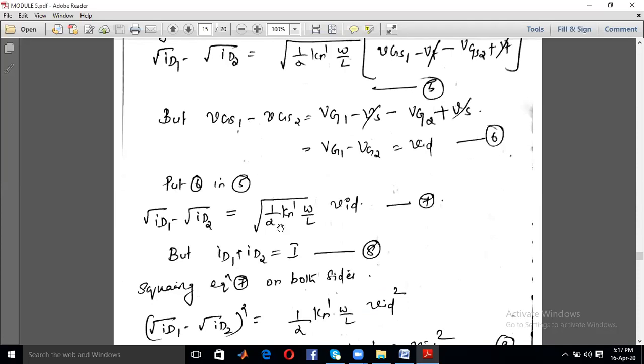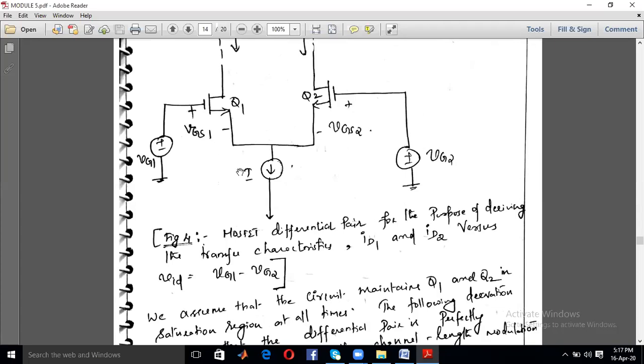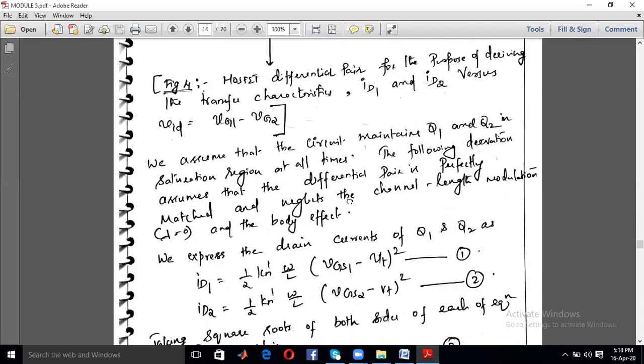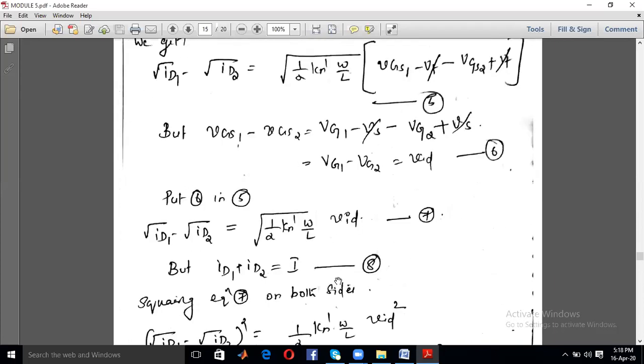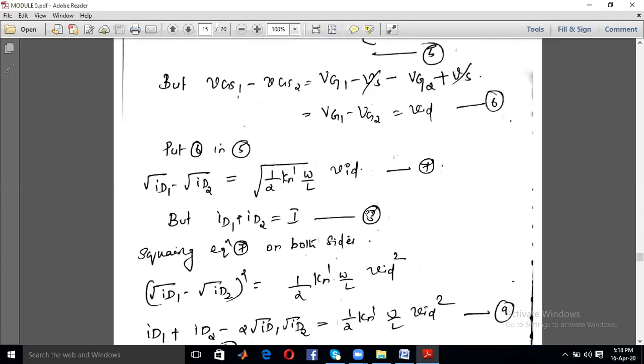Now you know that the two drain currents of the two transistors will accumulate at the source and form I, isn't it? This ID1 and this ID2, whatever is flowing through the two transistors, will get summed up together to form this I. So you can write ID1 plus ID2 is equal to I, that is equation number 8. Understood? Now keep this equation as such.